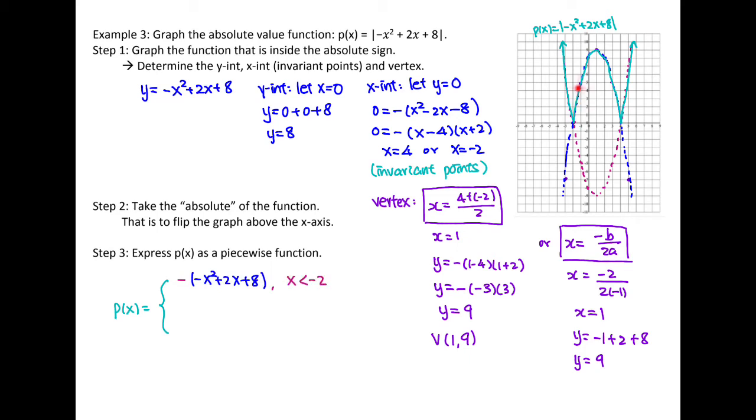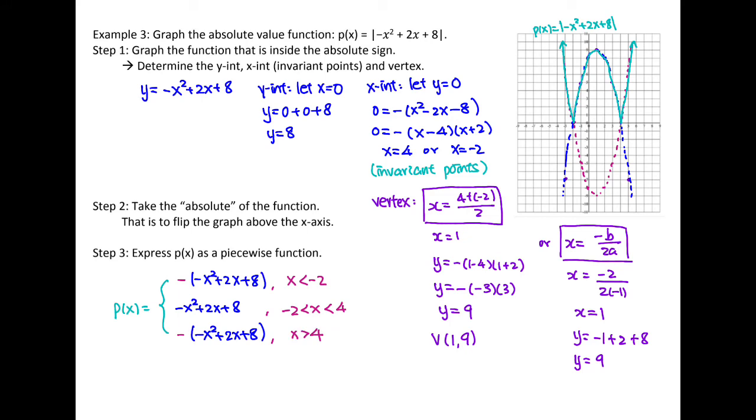The second piece, which is in the middle, is the original parabola. So the function doesn't change. The x value will be in between -2 and 4. The last piece is also a reflection of the original parabola, so we say negative times the parabola, and the x value will be x greater than 4.